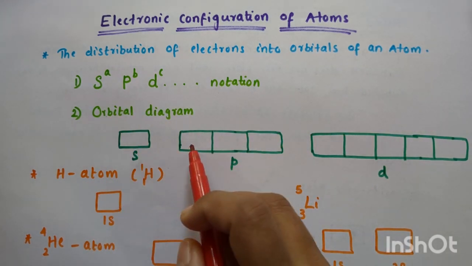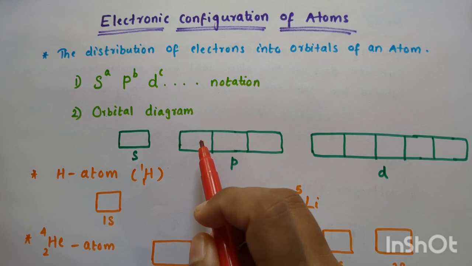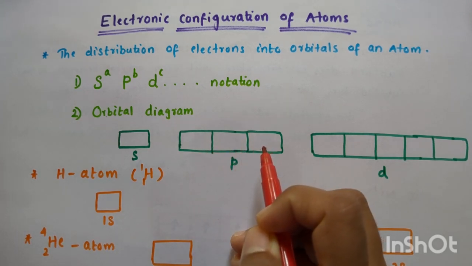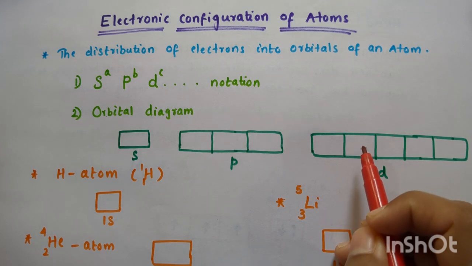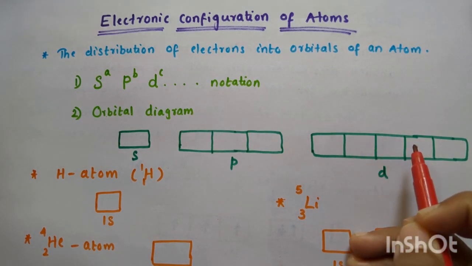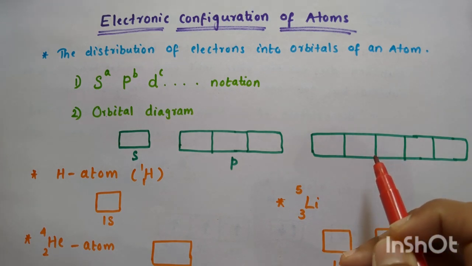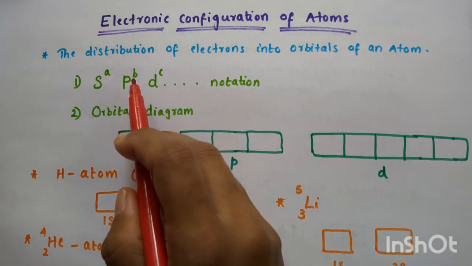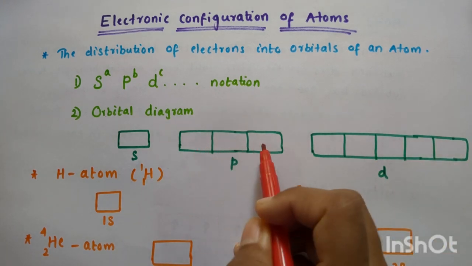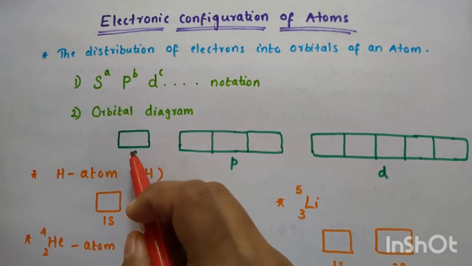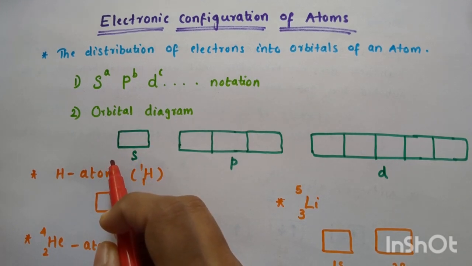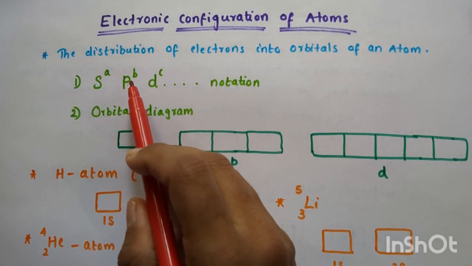The p orbital is a degenerate orbital: px, py, pz. Similarly, we have the d orbital, which is also degenerate, with 5 orbitals having the same energy. That is why in the orbital diagram we have 5 boxes here, and 3 boxes here. And the s orbital is not a degenerate one, that is why we have only 1 box here.